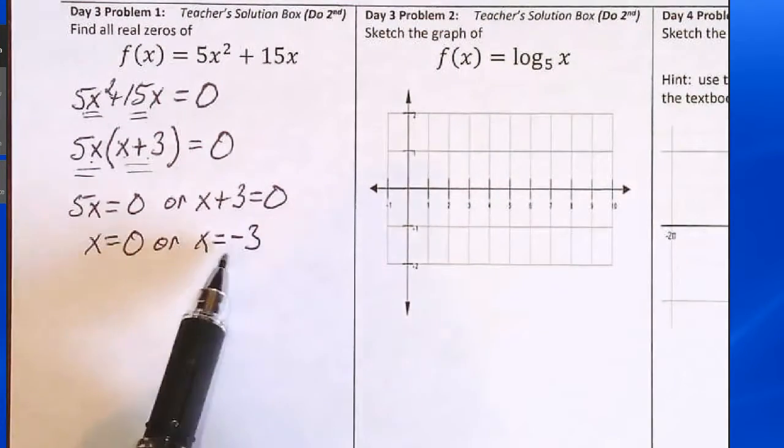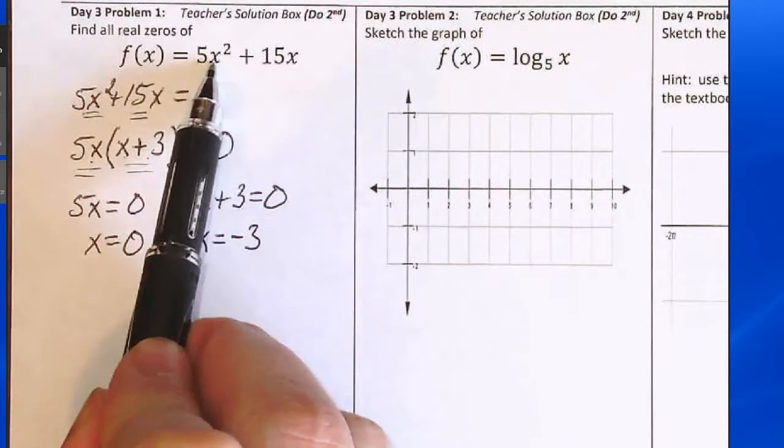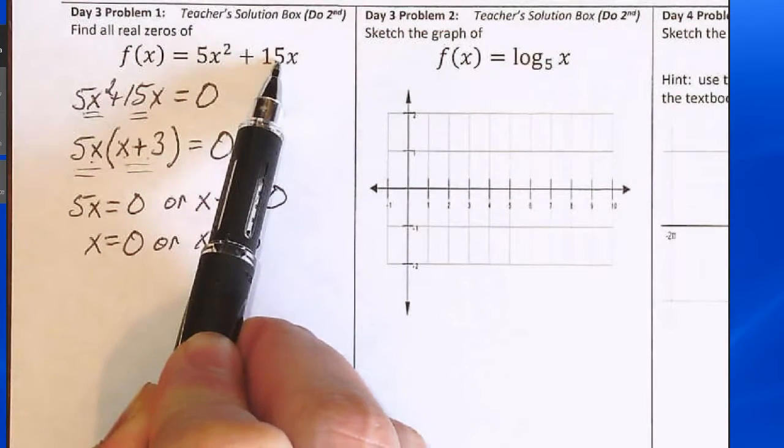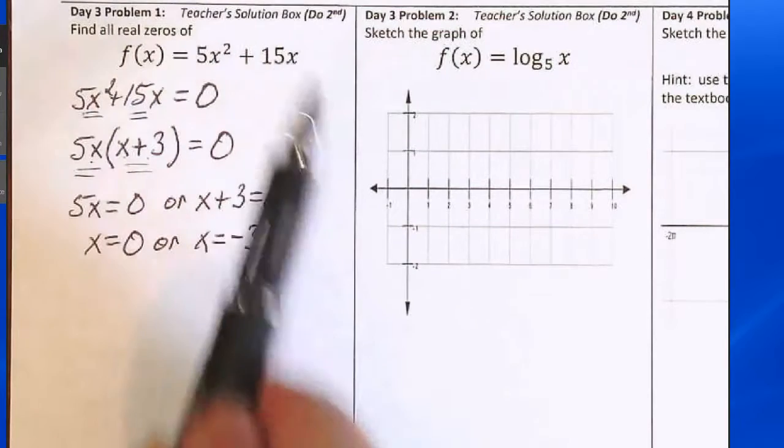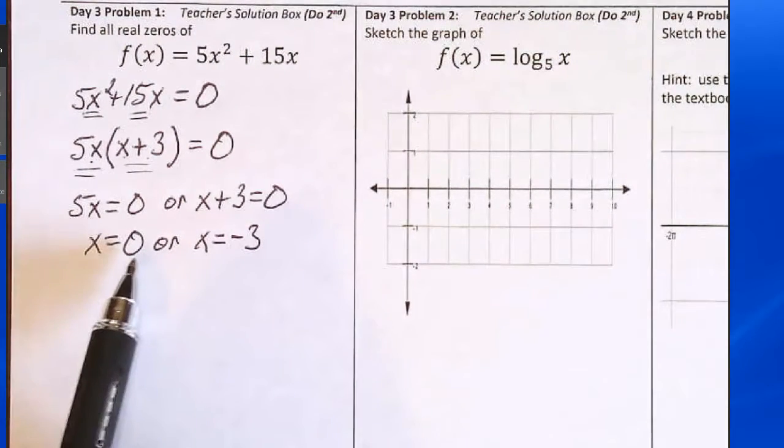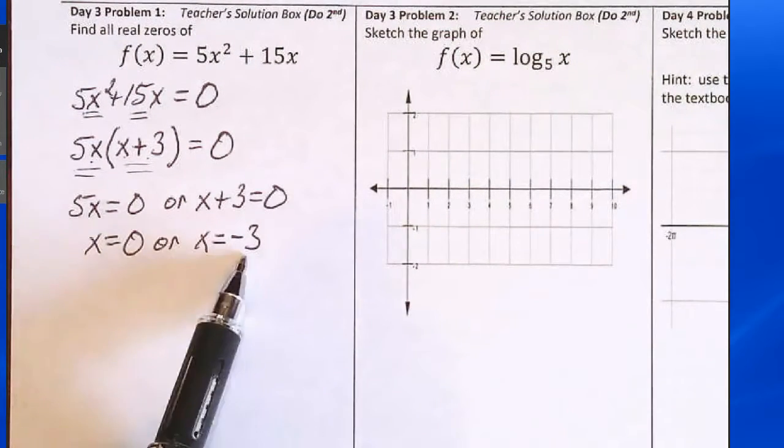These are the two values for x that, if inputted into the function, would make the function have a value of 0. Therefore, these are called zeros of the function.